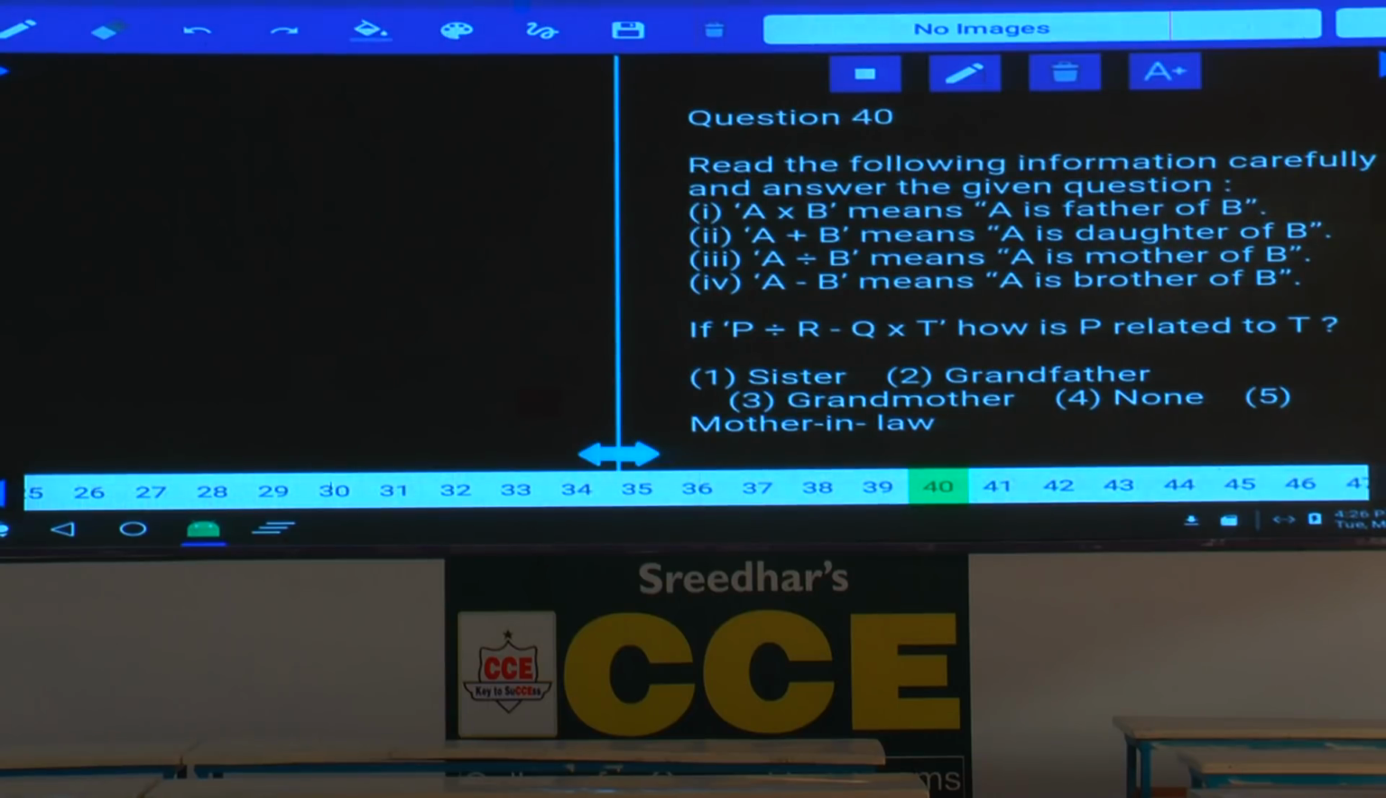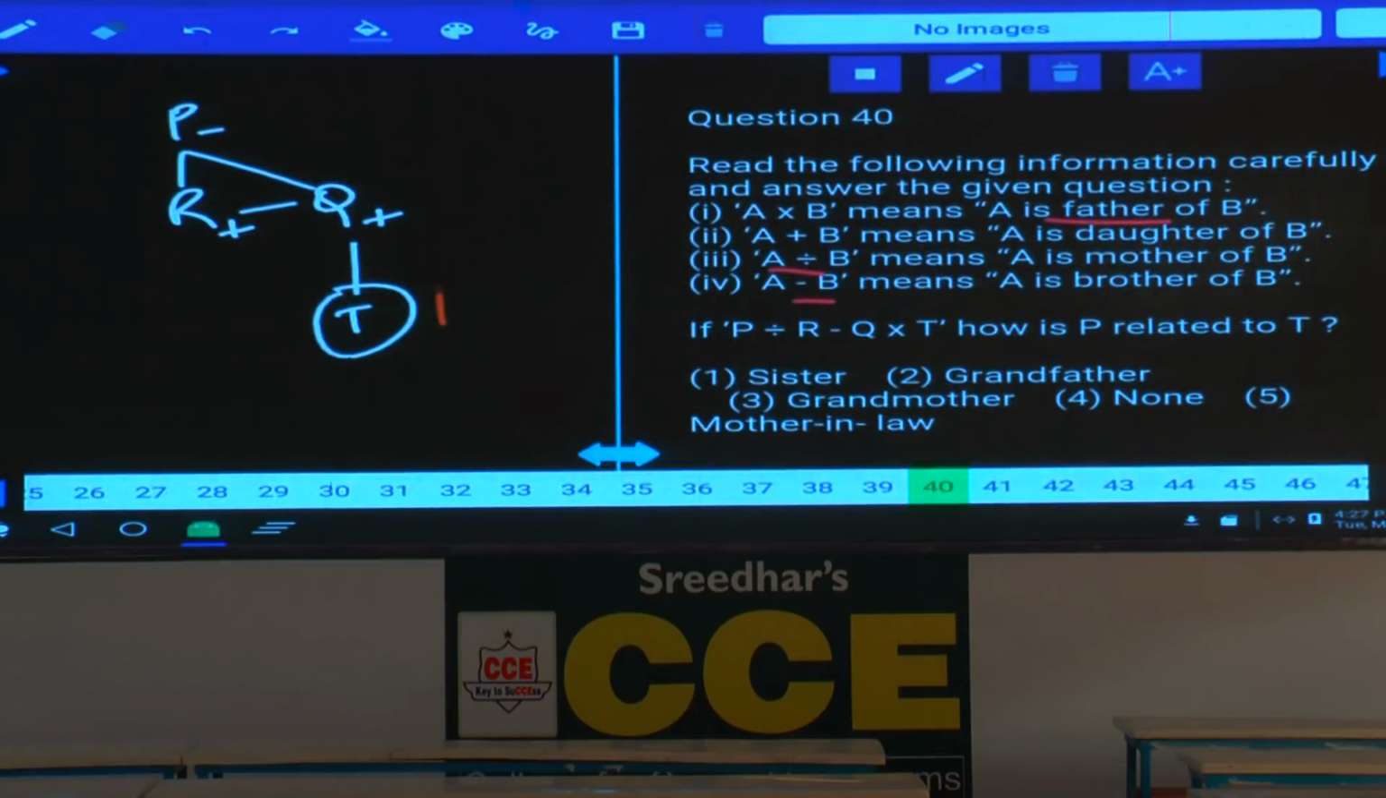Then question number 40. Now P divided by R is P is the mother of R. R minus Q. R is the brother of Q. And Q into T. Q is the father of T can be written like this. Now this R and Q are the children of this P. How is P related to T? T's father is Q. Father's mother is grandmother. Grandmother, choice 3. Question number 40, choice 3 is the answer.